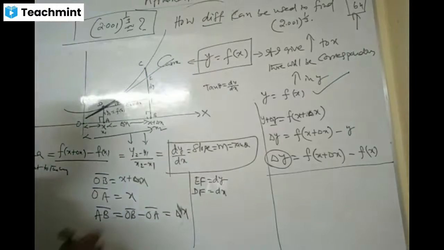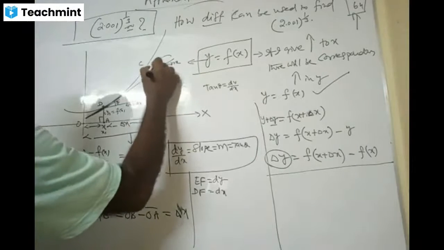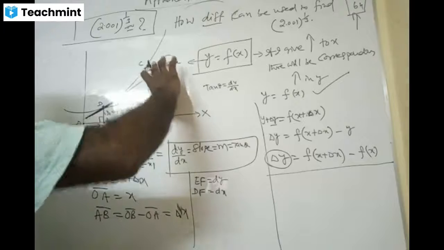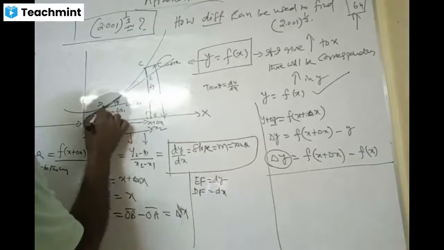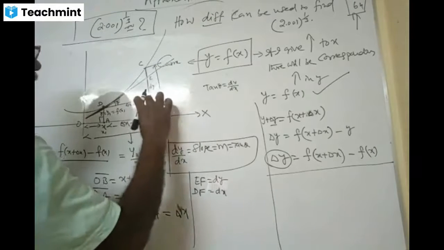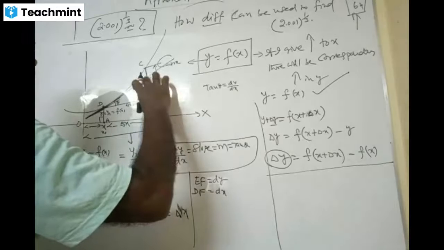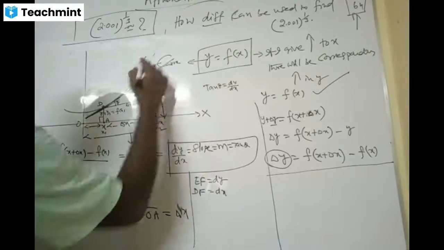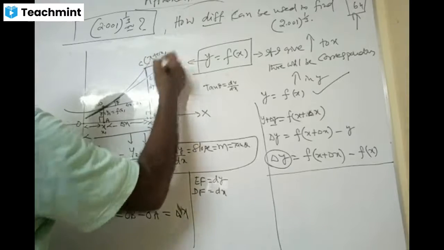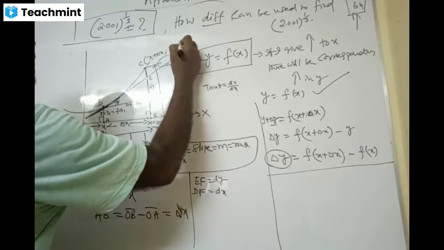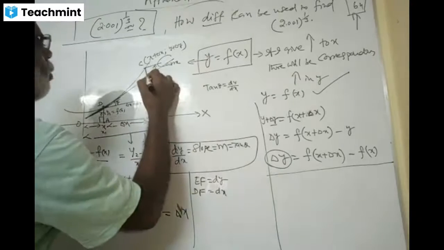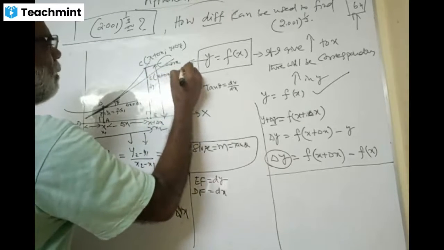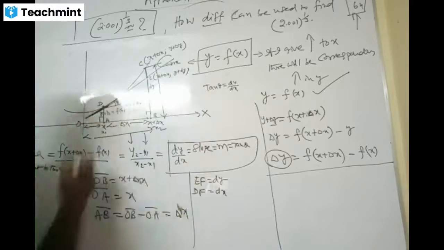Friends, if you take this point, what is this length? Can anybody say? This is y, this is y, and this is y plus dy. Then what about this height? The point C has x coordinate x plus delta x and y coordinate y plus delta y. What about the coordinates of E? x plus delta x, comma y plus dy.